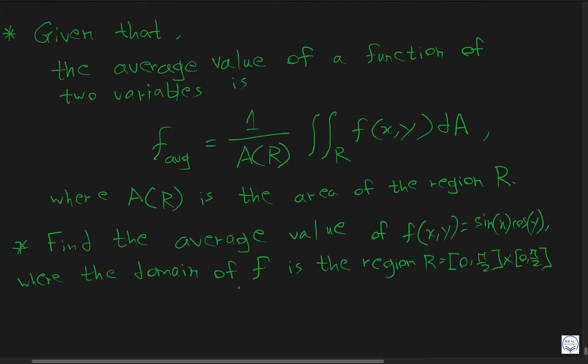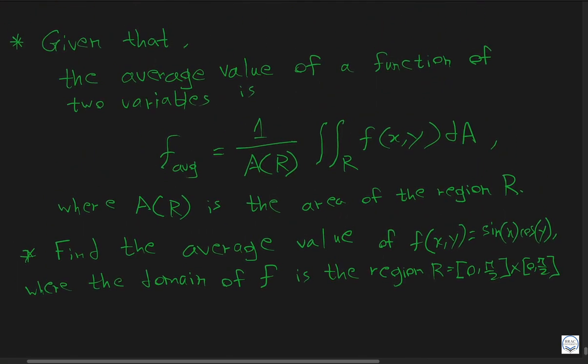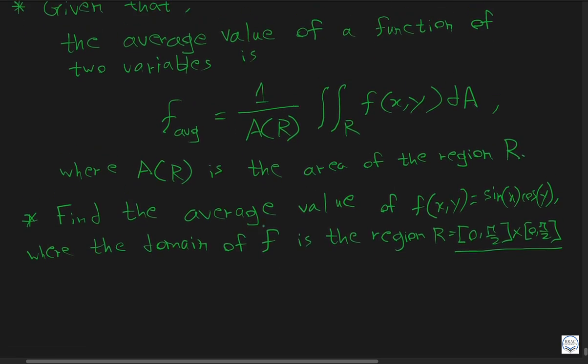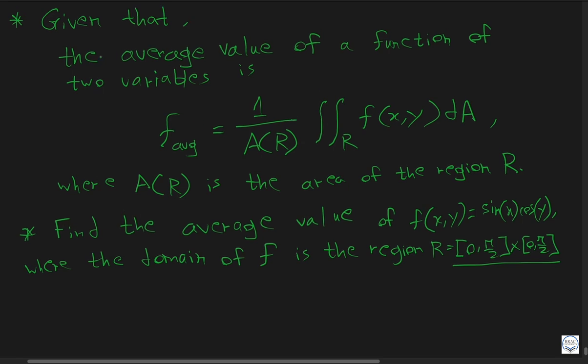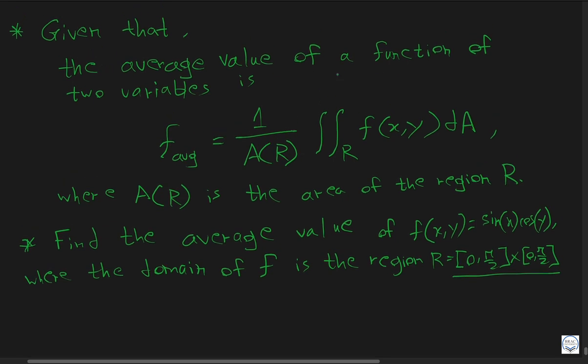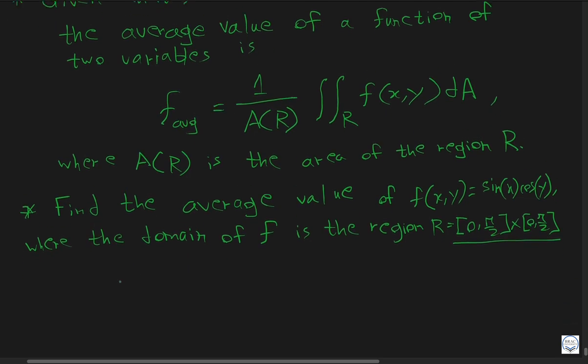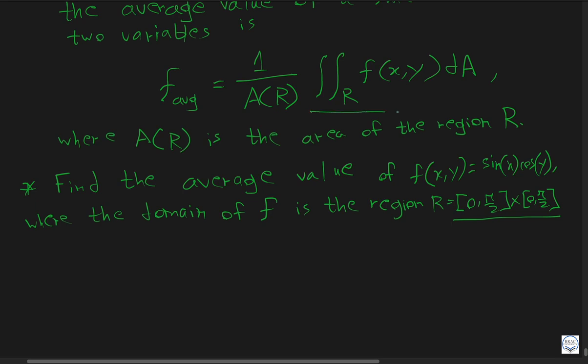Next problem is quite interesting. We have to find the average value of this particular function, and our function is the same function as before, sin x times cos y, and the interval is also the same. X varies from 0 to pi by 2, y varies from 0 to pi by 2. So how can we find the average? Now here it mentions that the average value of a function of two variables is 1 over the area of the region R, where A of R is the area of the region, and we then take the integral over the region R of f of x comma y times dA.